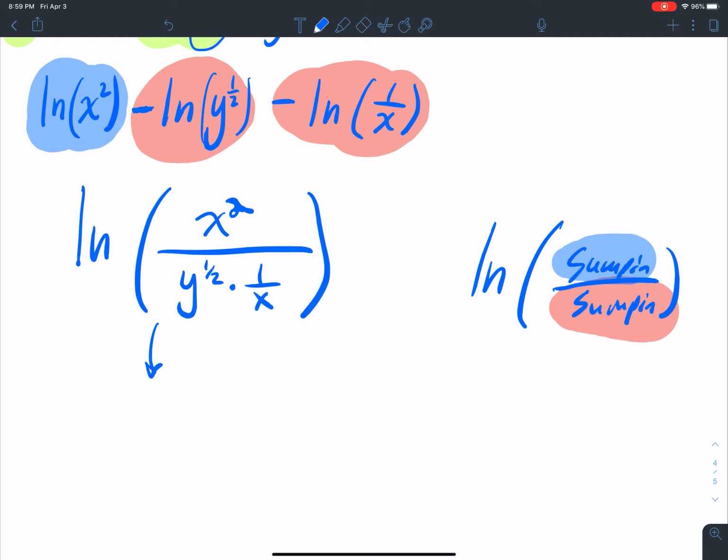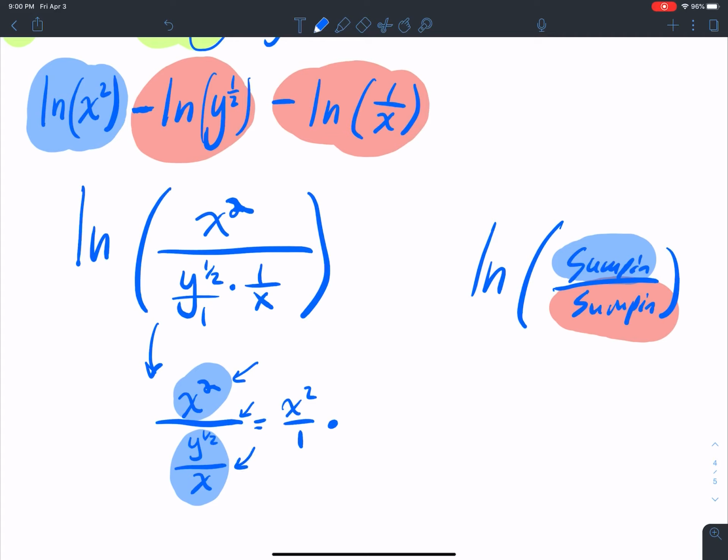So simplifying inside here, this is x squared over, what's in the denominator? It's y to the 1/2, and then multiplied through here by 1 over x, that gives me x in the denominator. So I have something divided by something. So what do I do? I keep change flip. I keep x squared the same. I change division to multiplication, and I flip the denominator. It becomes x over y to the 1/2.